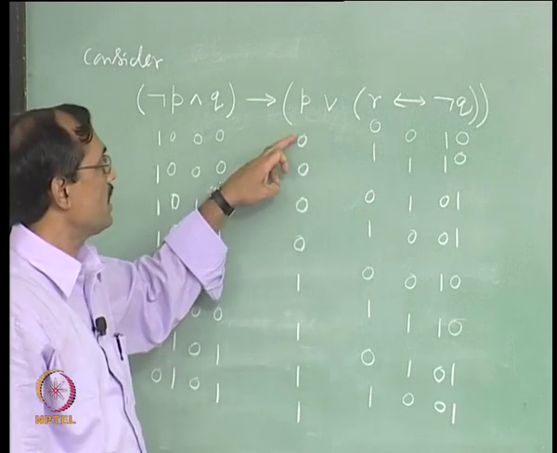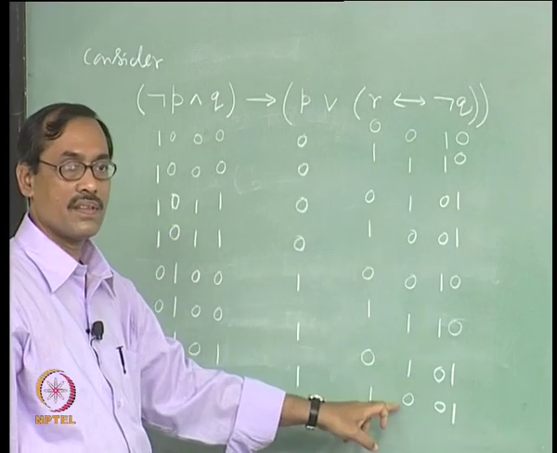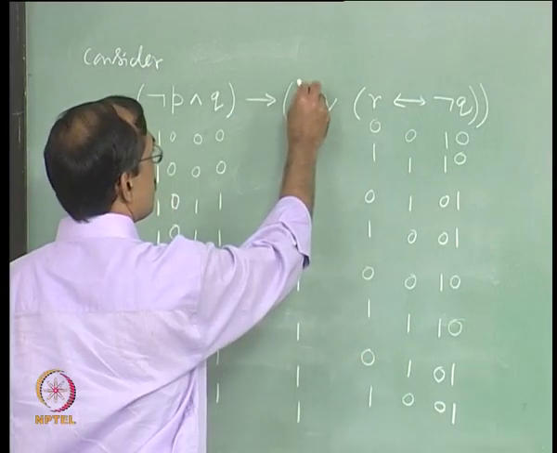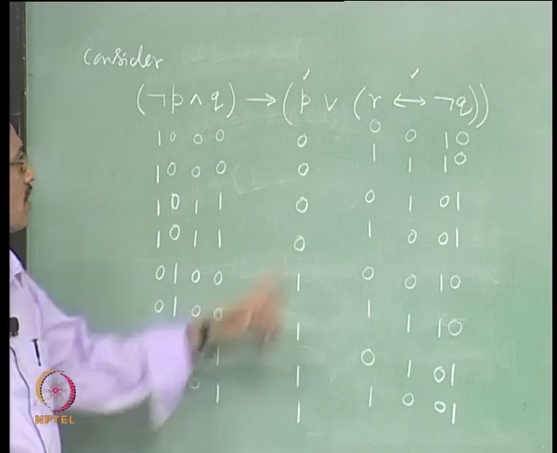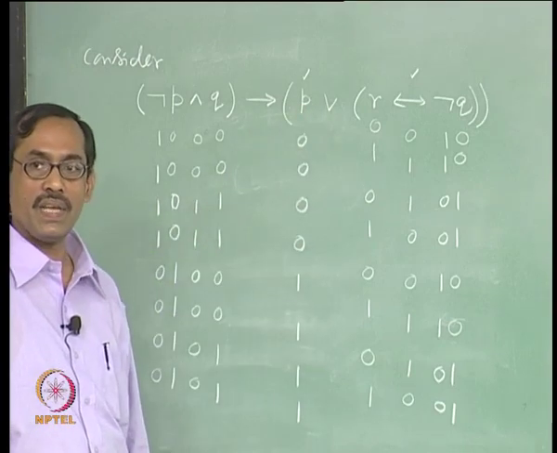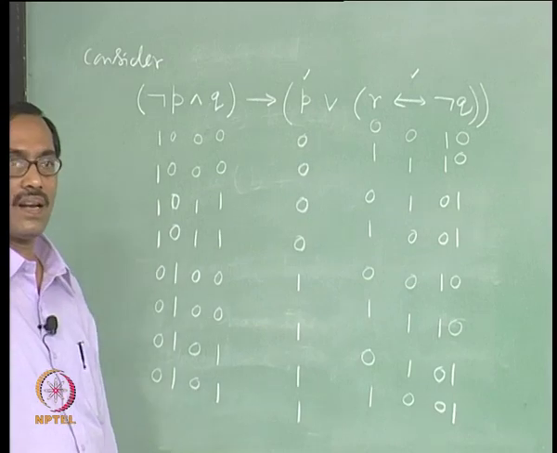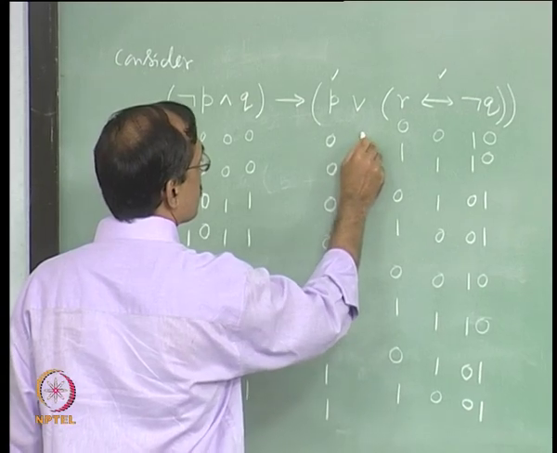Next, p will be ORed together with this if and only if. So, I have to consider this column along with this column and OR them together. So, OR will be 0 when both of them are 0, otherwise it is 1. So, that gives 0 here.